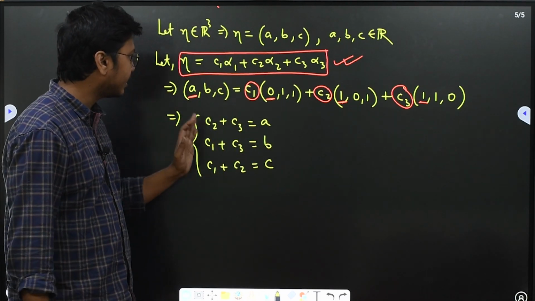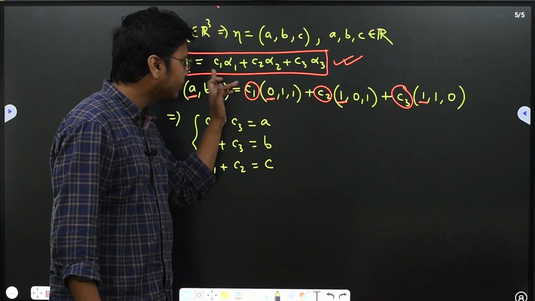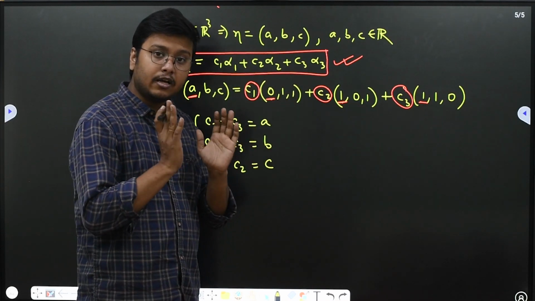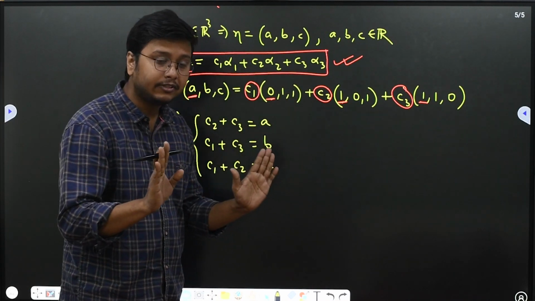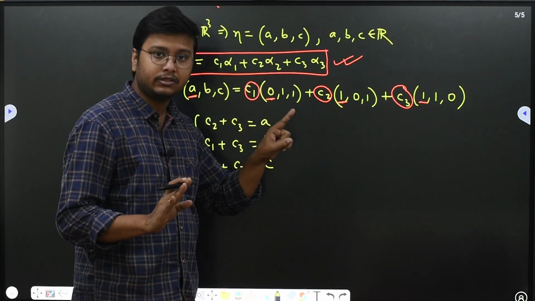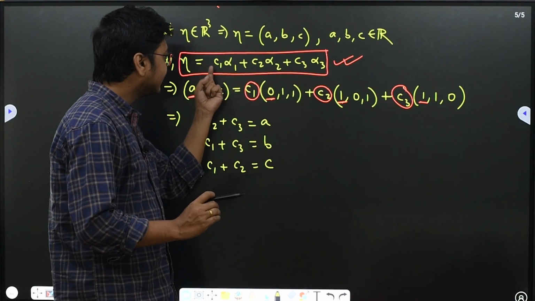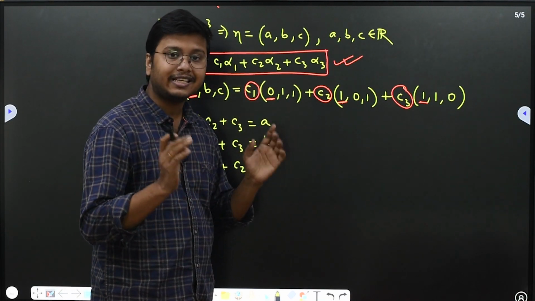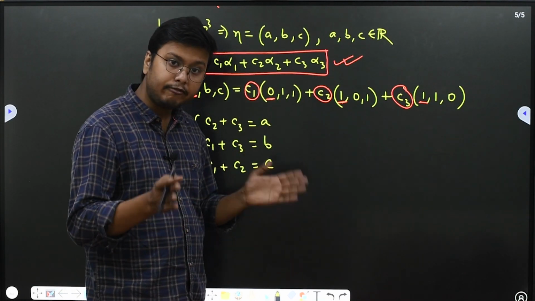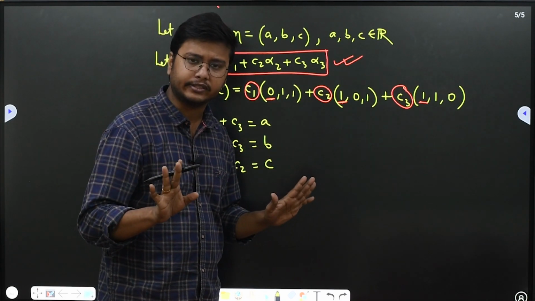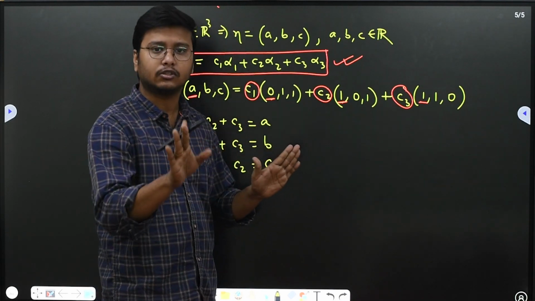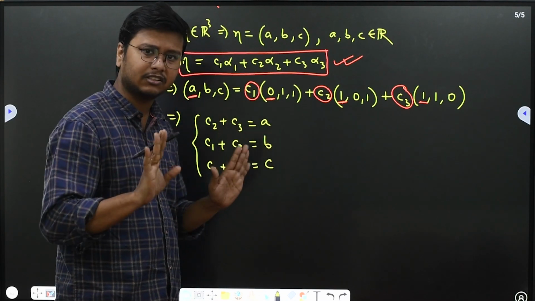So that means we are trying to show that some value of C1, C2, C3 exists. Remember, we are not interested in the exact value of C1, C2, C3. We only want to know whether some value of C1, C2, C3 exists or not. If it exists, what is the value? We are not interested. Just whether it exists or does not exist. That's the question, that's the answer we want to know.